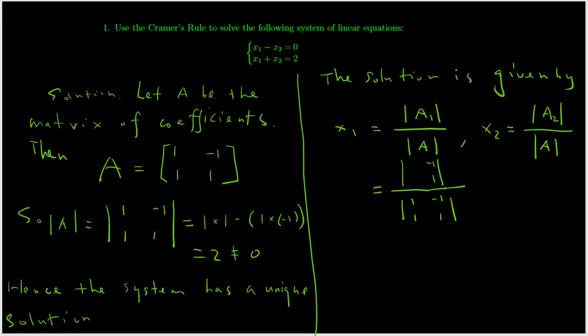Now concentrate, now the new thing, okay? To get A1, you keep the second column. You replace the first column with the constant terms, the constant terms in column 0, 2, right? To get the determinant of A1, you replace the first column with the constant terms. By that we mean now the first column becomes 0, 2.